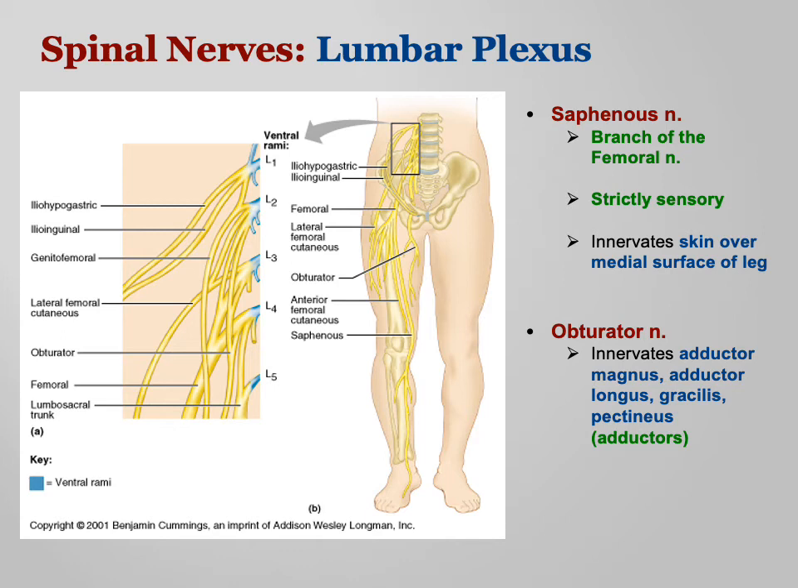That nerve goes to the medial side of the leg. You wouldn't mix this up with the saphenous because the saphenous is strictly sensory. So all of those muscles on the medial aspect of your thigh, the ones that do the adduction, those are all innervated by the obturator nerve.